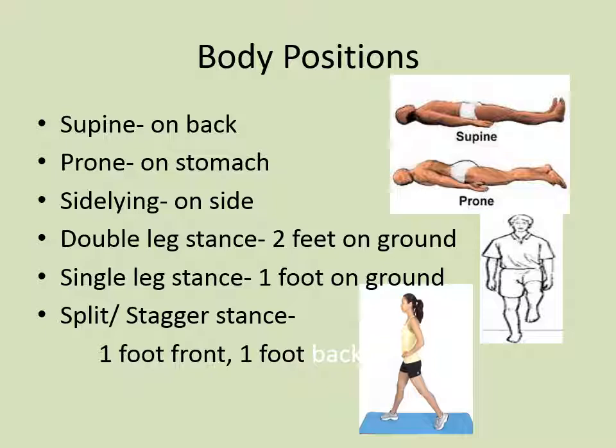If we are talking about an exercise being performed with a double leg stance, that means 2 feet on the ground. Single leg stance would be 1 foot on the ground. A split or a stagger stance would be 1 foot in front and 1 foot in back.